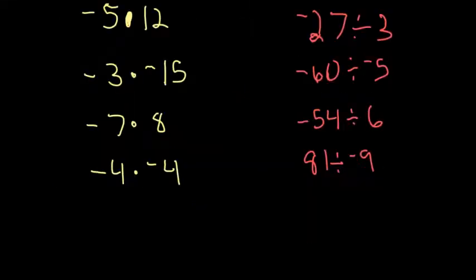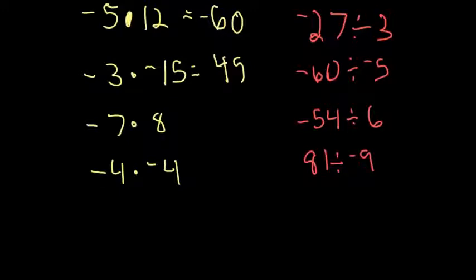Alright, so let's practice a few of these. So negative 5 times 12. 5 times 12 equals 60. And a negative and a positive make negative. Negative 3 times 15. 3 times 15 is 45. And a negative and a positive make a positive.